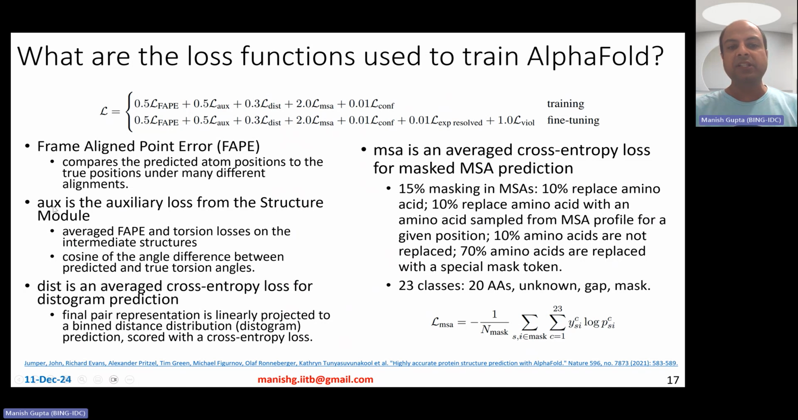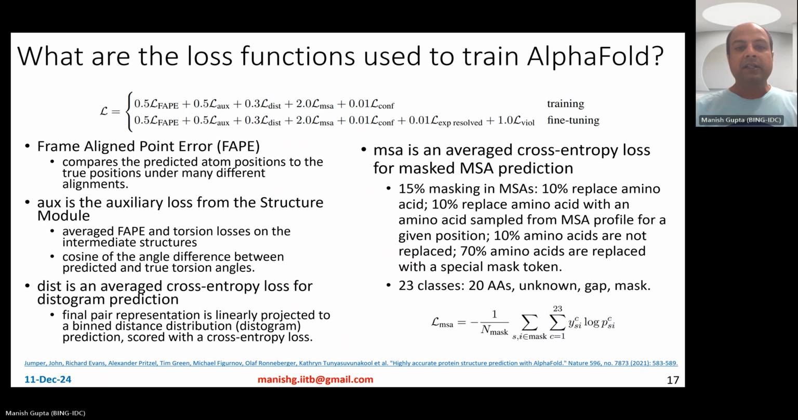Okay. Now, auxiliary loss. Auxiliary loss is evaluated from the structure module at every iteration. So it's not like you just compute the last one. You actually compute this loss at every iteration. So it is averaged FAPE loss and torsion losses on intermediate structures. Whenever you are doing these iterations several times, you get intermediate structures out, and you compute the auxiliary loss, the FAPE loss, and the torsion losses. The torsion loss is computed as the cosine of the angle between the predicted and the true torsion angles. So you have all of those torsion angles, phi, psi, chi1, chi2, chi3, chi4 for each of them. You compute the cos and then take the differences.